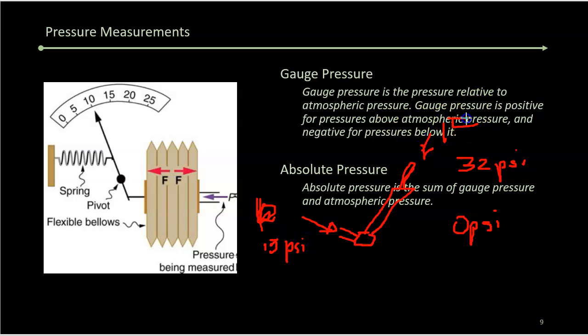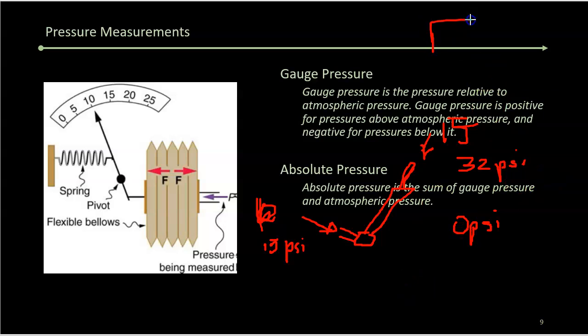So gauge pressure is really giving you the difference between atmosphere and the pressure you're after. Absolute pressure would be you have to add on whatever the atmospheric pressure is out here to the 32 psi you're after. And why don't we worry about that?